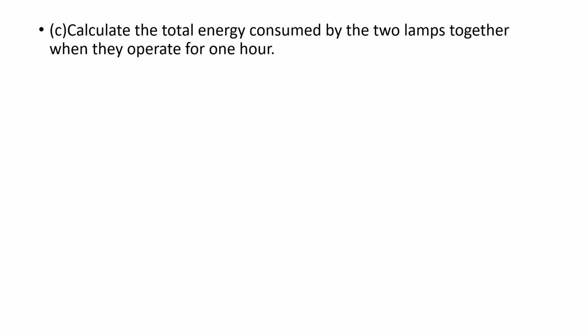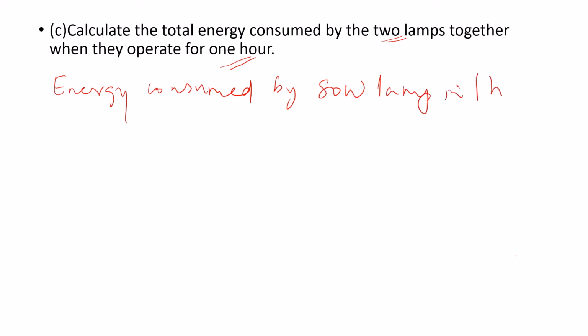The third part of the question is calculate the total energy consumed by two lamps together when they operate for 1 hour. So we have to find out the energy consumed. So I will write energy consumed by 80 watt lamp in 1 hour, and that is equal to, the formula is power into time. So it is 80 into 1 hour. So you will get 80 watt hour.